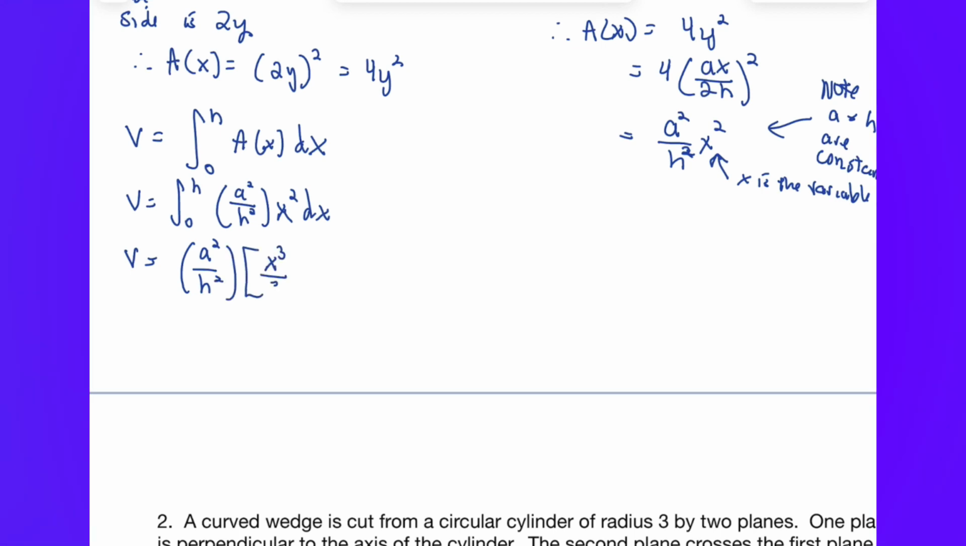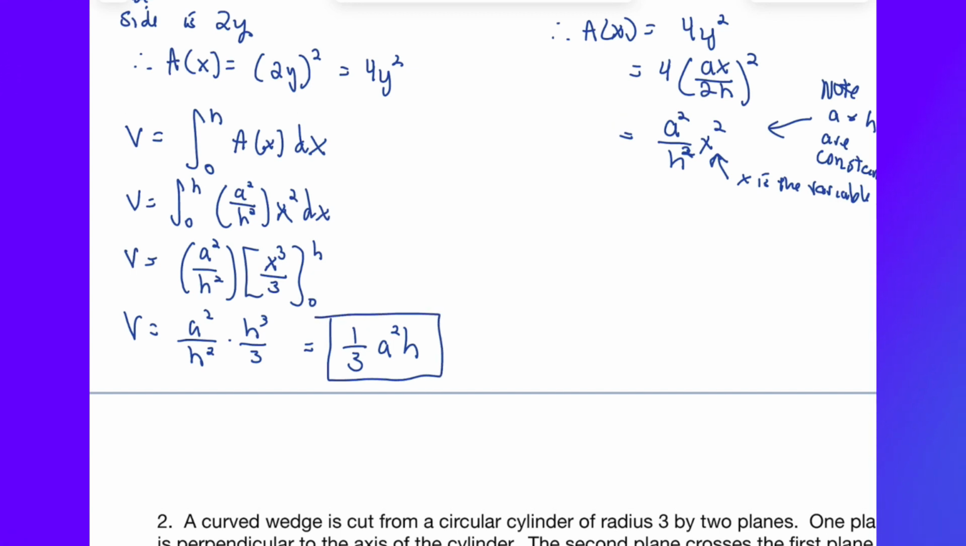We know the integral of x squared is x cubed over 3. And now I'm going to replace every x with h minus every x with 0. And we know that that easily simplifies out to h cubed over 3 minus 0, so I don't have to write that 0. My h cubes and my h squares simplify down. And so I'm left with 1/3 a squared h as our formula for the volume of that pyramid, and that should be familiar to you.